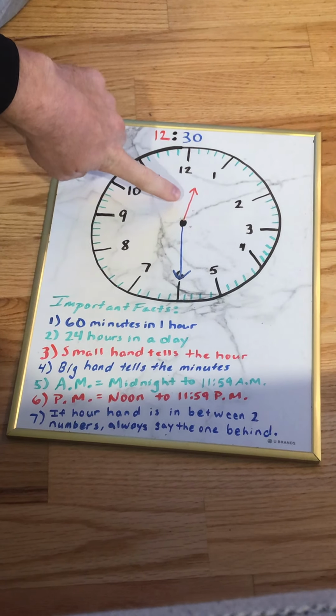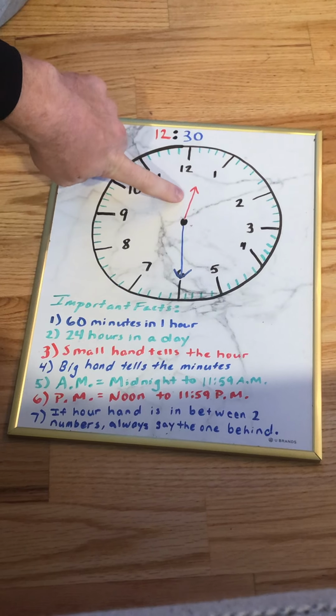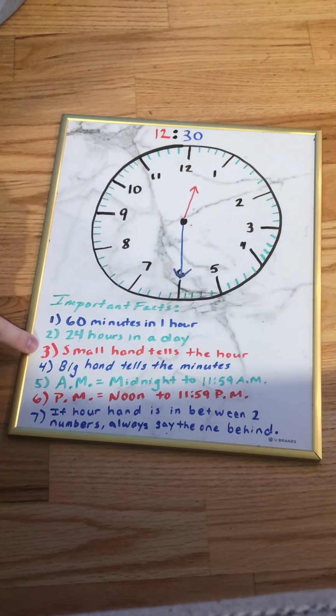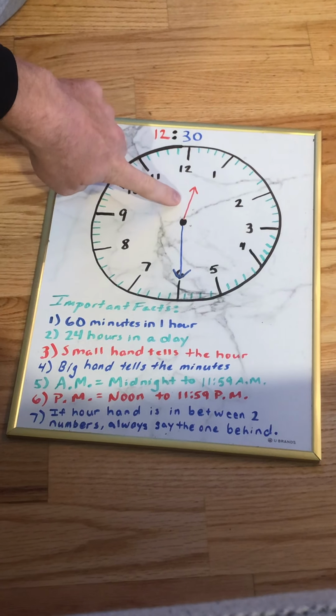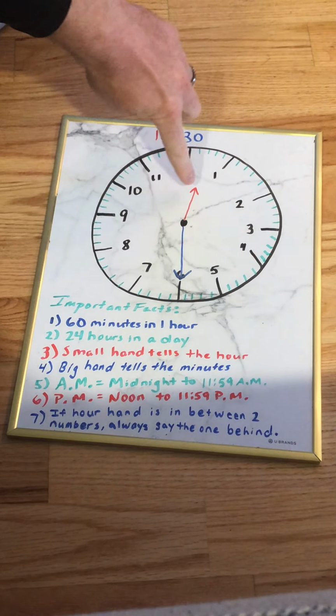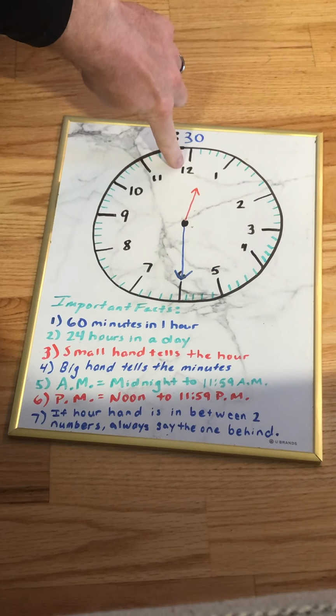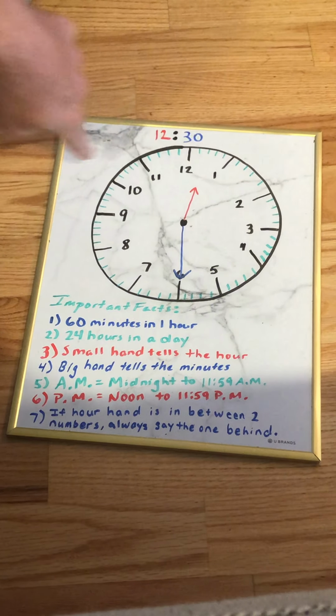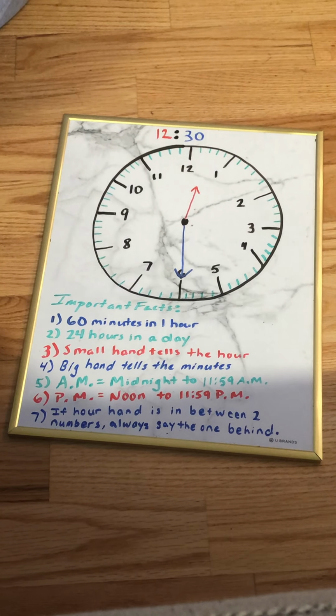I want you to take notice here. Which one's the small hand? I put it in red, and I put the important fact in red as well. So here's the small hand, and it's pointing in between the 12 and the 1. We're going to revisit why I said that in a second.